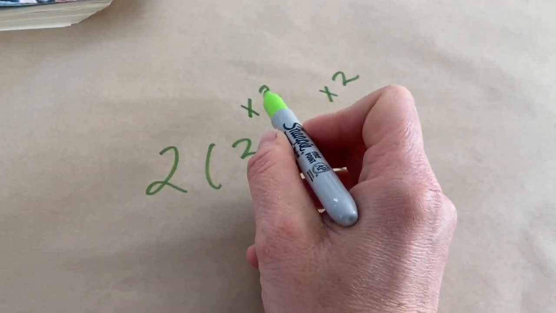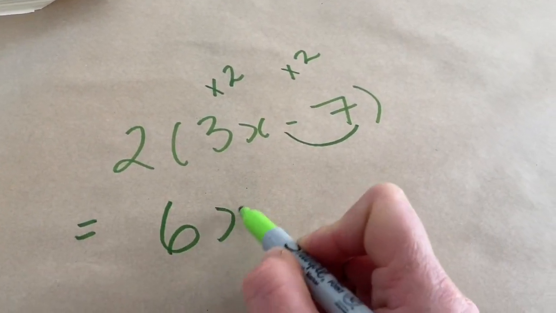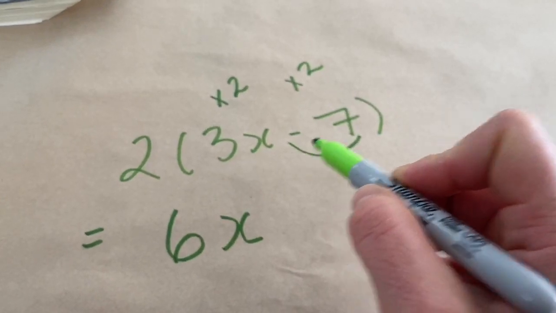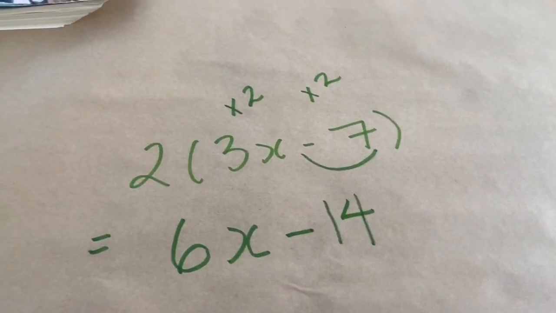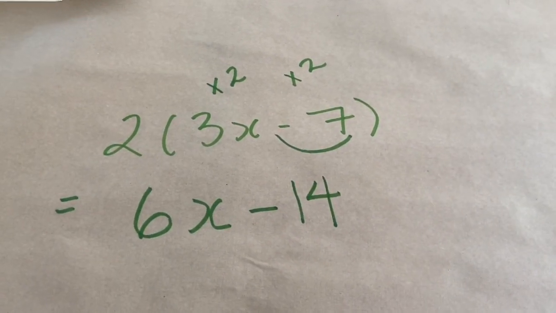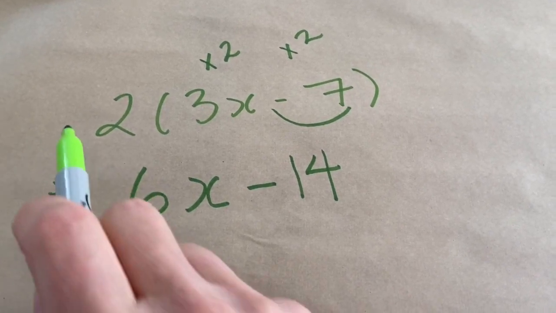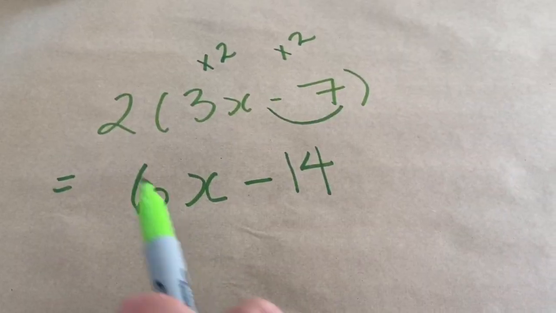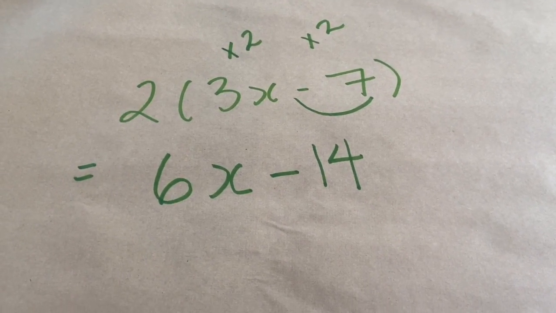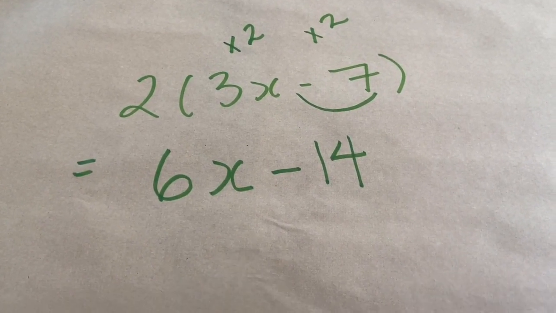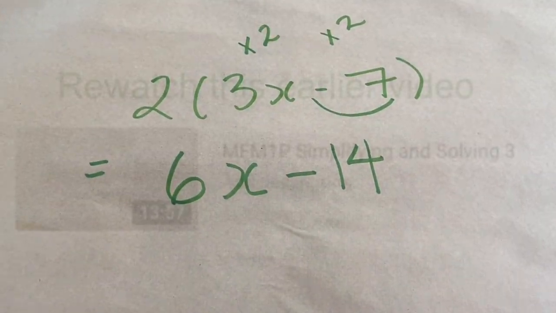So that means I have 2 times 3x gives me 6x, and I have 2 times negative 7 makes negative 14. When we see the word simplify, it means 2 things. It means that I want to make the expression shorter, and I've done that. Before there were 3 parts, and now there's only 2 parts. It also means I want to eliminate or get rid of any of the brackets that might have existed. There were brackets in the first part, we simplified, and now there are no longer any brackets.